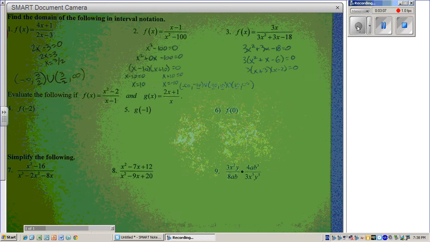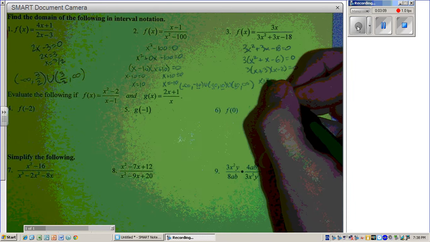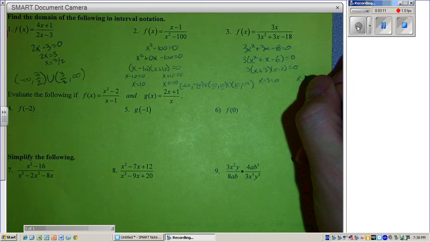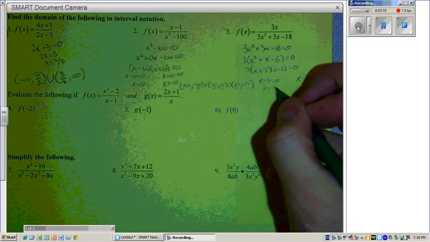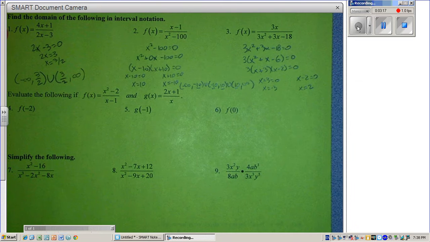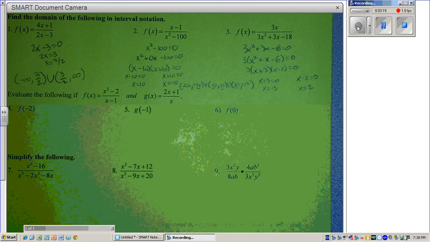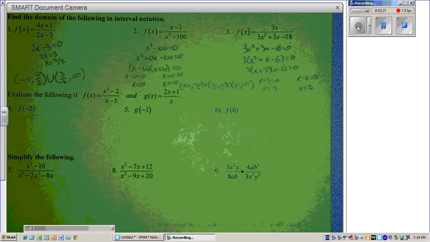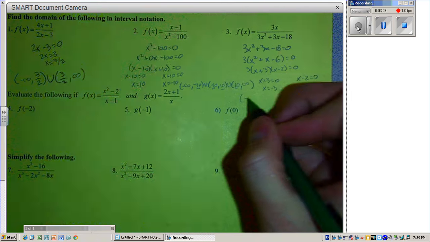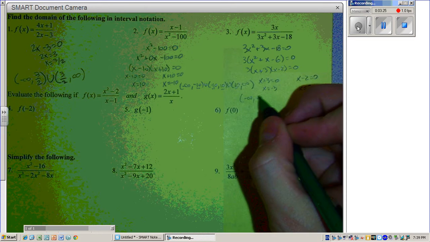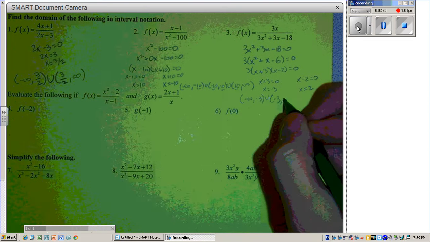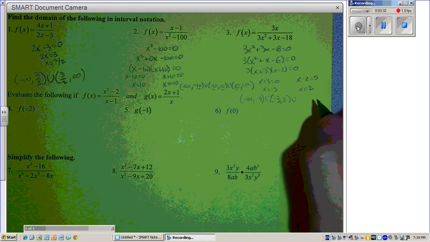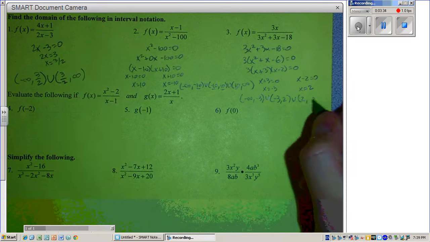I need to set both those equations equal to 0. So then I have this. And now if I solve, I get x equals negative 3 and x equals positive 2. Now just like we did in number 2, we need to write an interval notation. So I'm going to go from negative infinity to my lower number, which is negative 3. Then start at negative 3 again and go up to 2. Union 2 all the way to positive infinity.